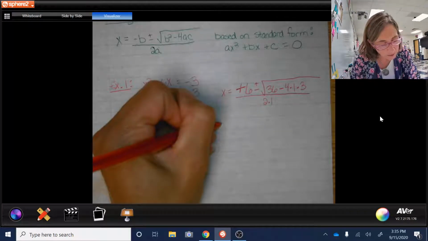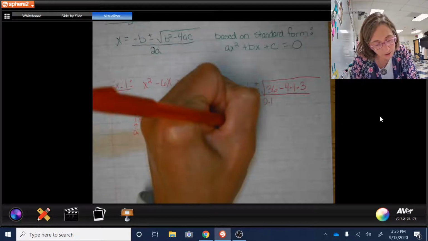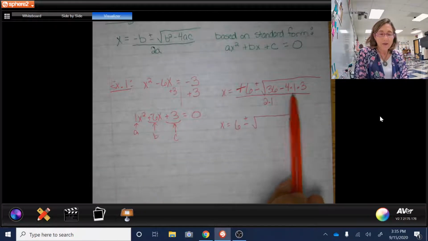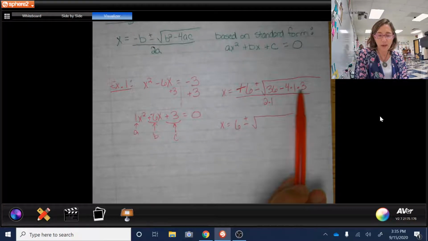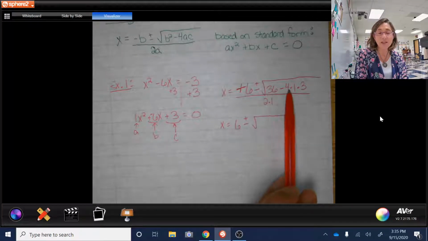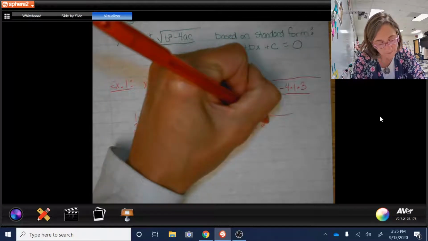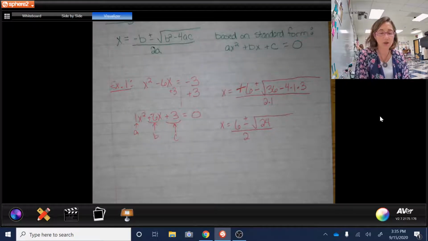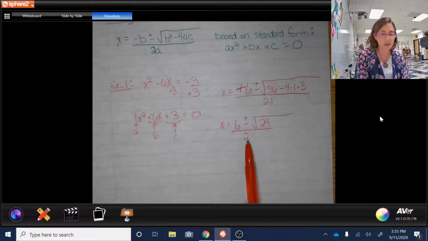So now we need to do some simplifying here. So we have 6 plus or minus the square root of, if I do this multiplying, I have 4 times 1 times 3, which is 12. So I have 36 minus 12 under my radical. So that's a 24, all over 2, because this 2 times 1 in my denominator, I can simplify to just a 2. Are you with me so far?